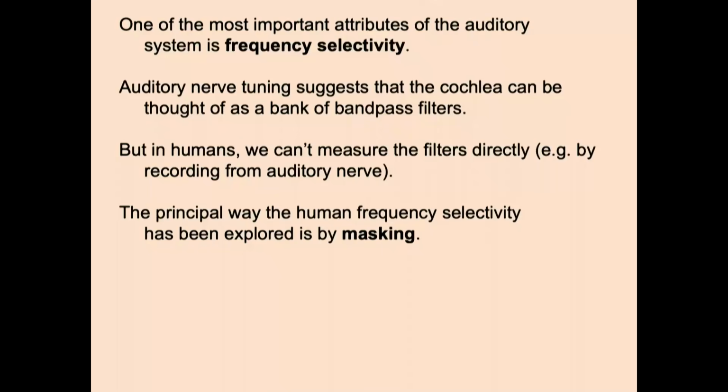Okay, so one of the most important attributes of the auditory system is frequency selectivity. The tuning that we observe in the auditory nerve suggests that the cochlea can be thought of as a bank of bandpass filters. But the problem is that in humans, we can't measure the filters directly, right?